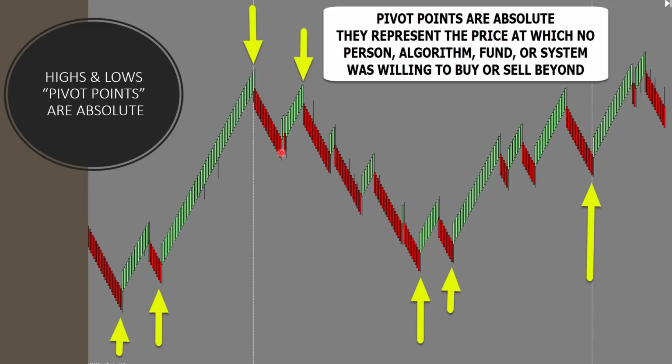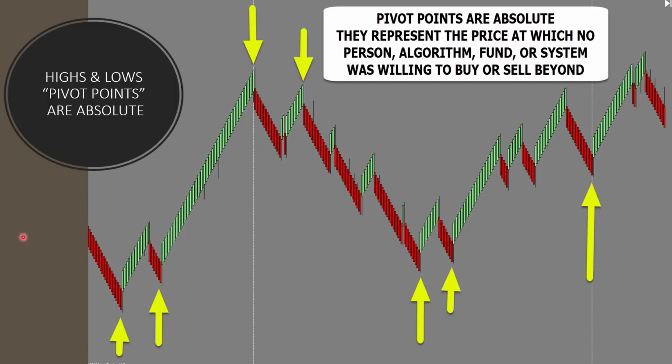And that's very important to understand. Nobody on the planet was willing to buy at a higher price than this price. That's very significant. When the market was going down, nobody on the planet was willing to pay a lower price than this one right here. And all of these major pivots that you see represent psychological, emotional, absolute highs and lows.